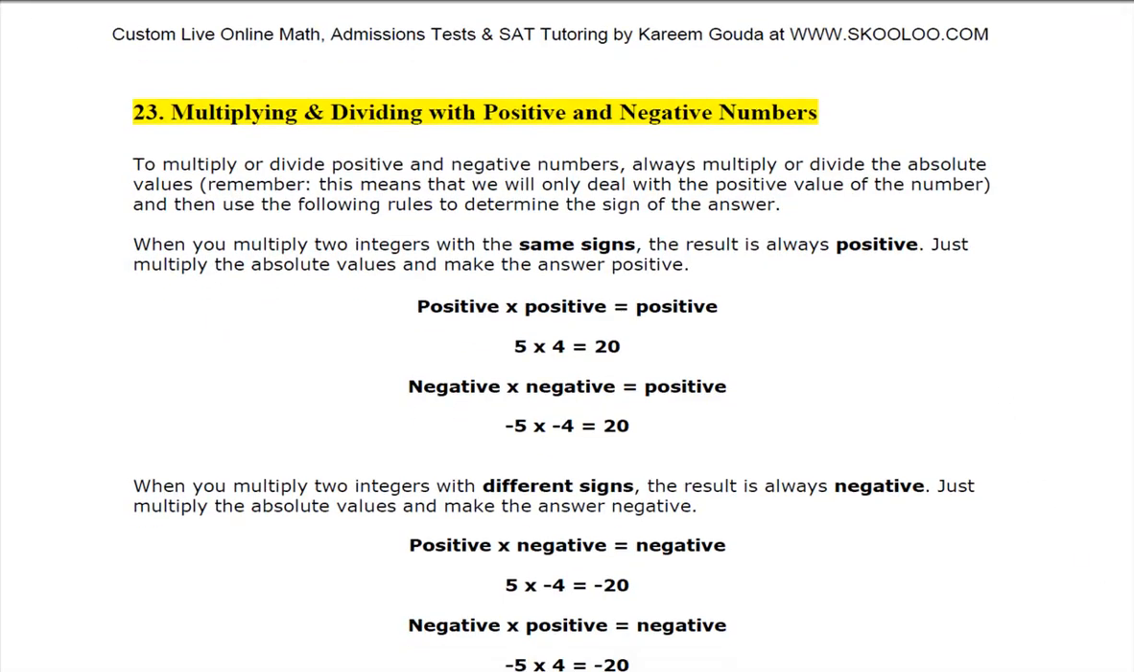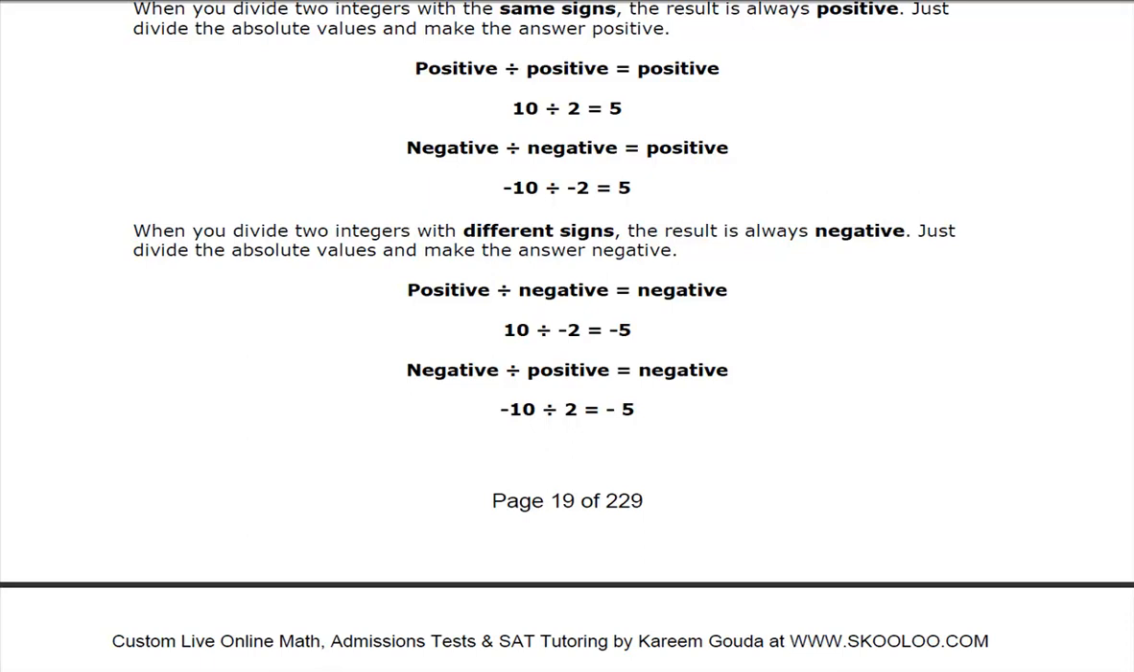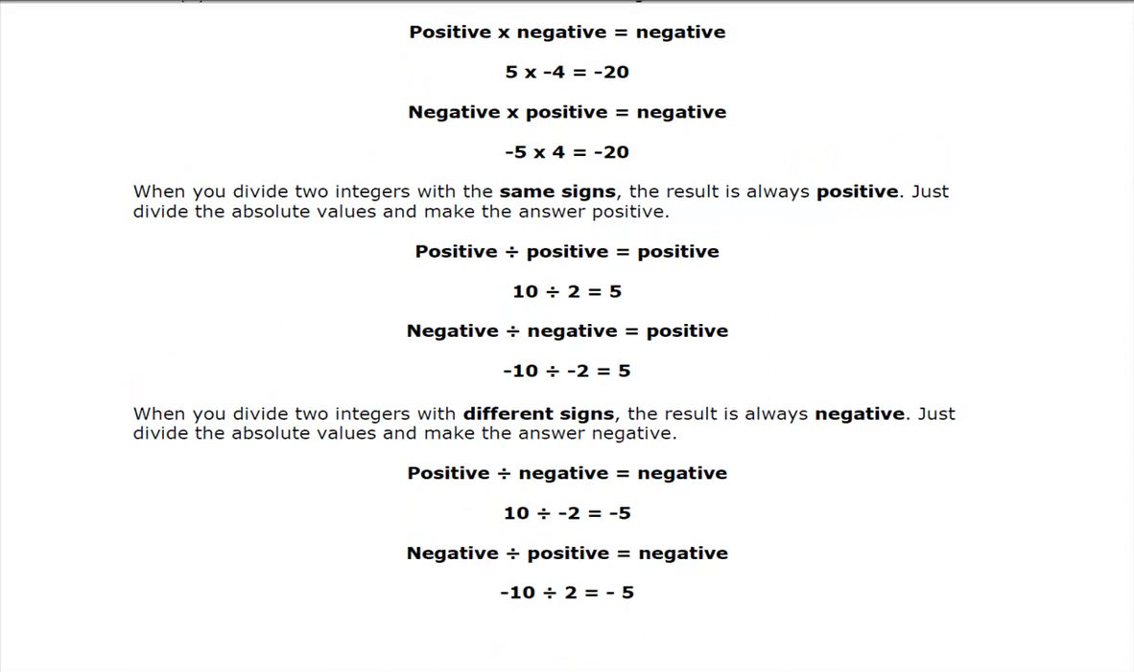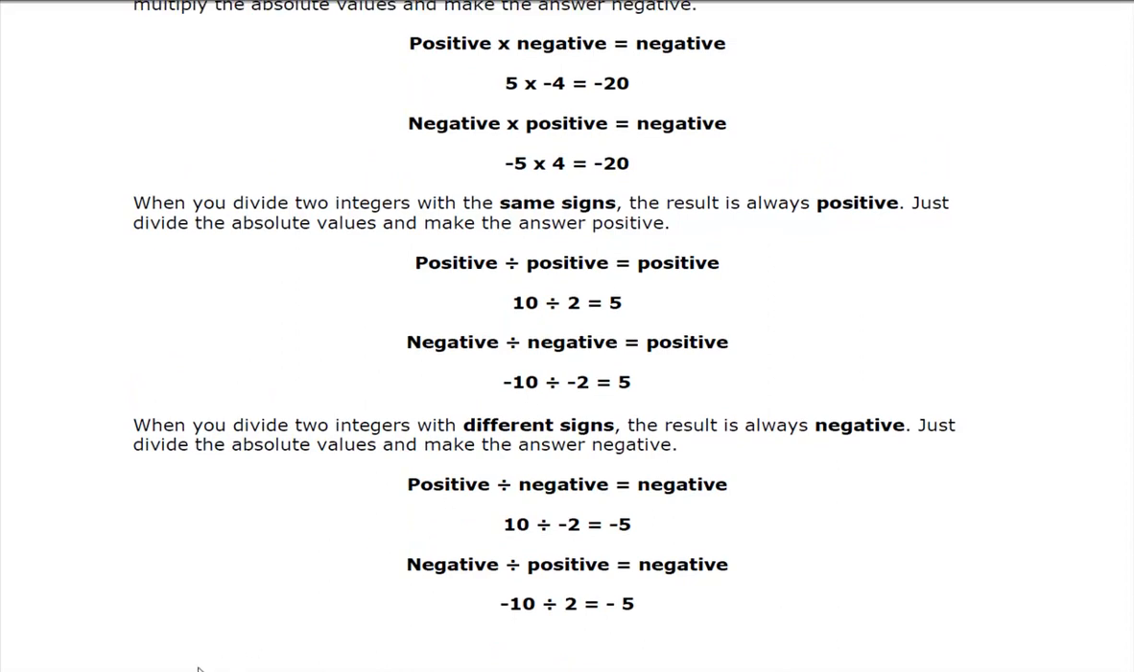Multiplying and dividing positive and negative numbers. Here, let's take a look. Now, we have the following cases. If you are multiplying numbers that have different signs, the answer is always going to be negative. So a positive number times a negative number, or a negative number times a positive number, always gives me negative. So let's say positive 3 times negative 6 equals negative 18. Since one is negative and one is positive, the answer is always negative.